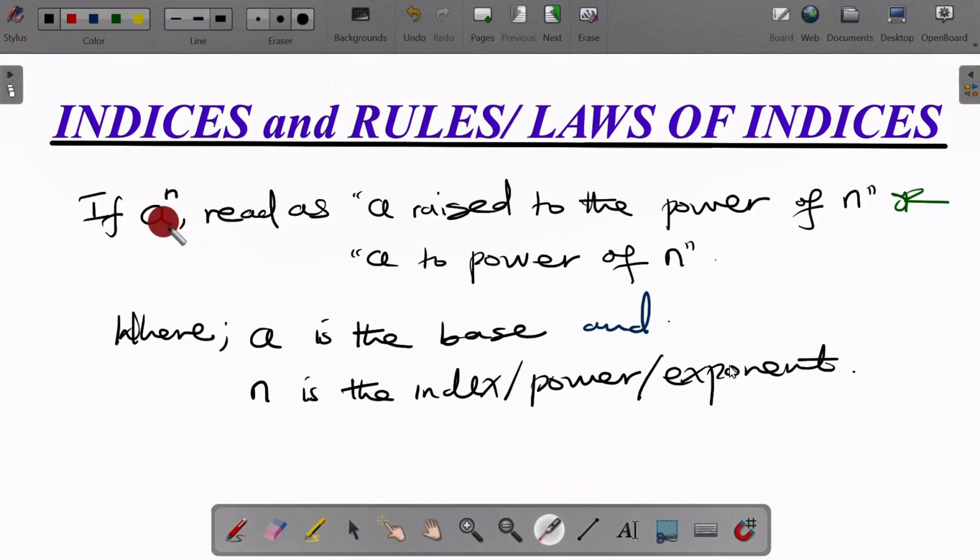We are saying that a^n, which is read as a raised to the power of n, or a to the power of n, where a is the base and n is the index or the power, or somebody can call it the exponent. So we see that we have the index, and its plural form is indices, or the singular form of indices is index.